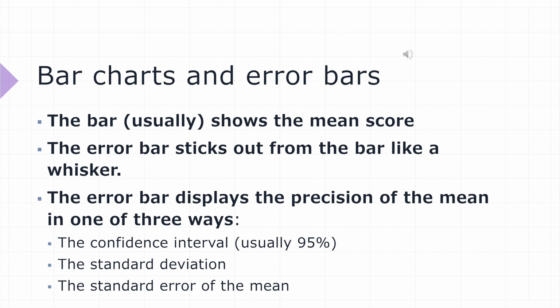Finally, bar charts and error bars. A bar chart usually shows a mean. Error bars stick out like whiskers from the bars. They can show 3 kinds of precision: confidence intervals, usually 95%, standard deviation, and standard error of the mean.